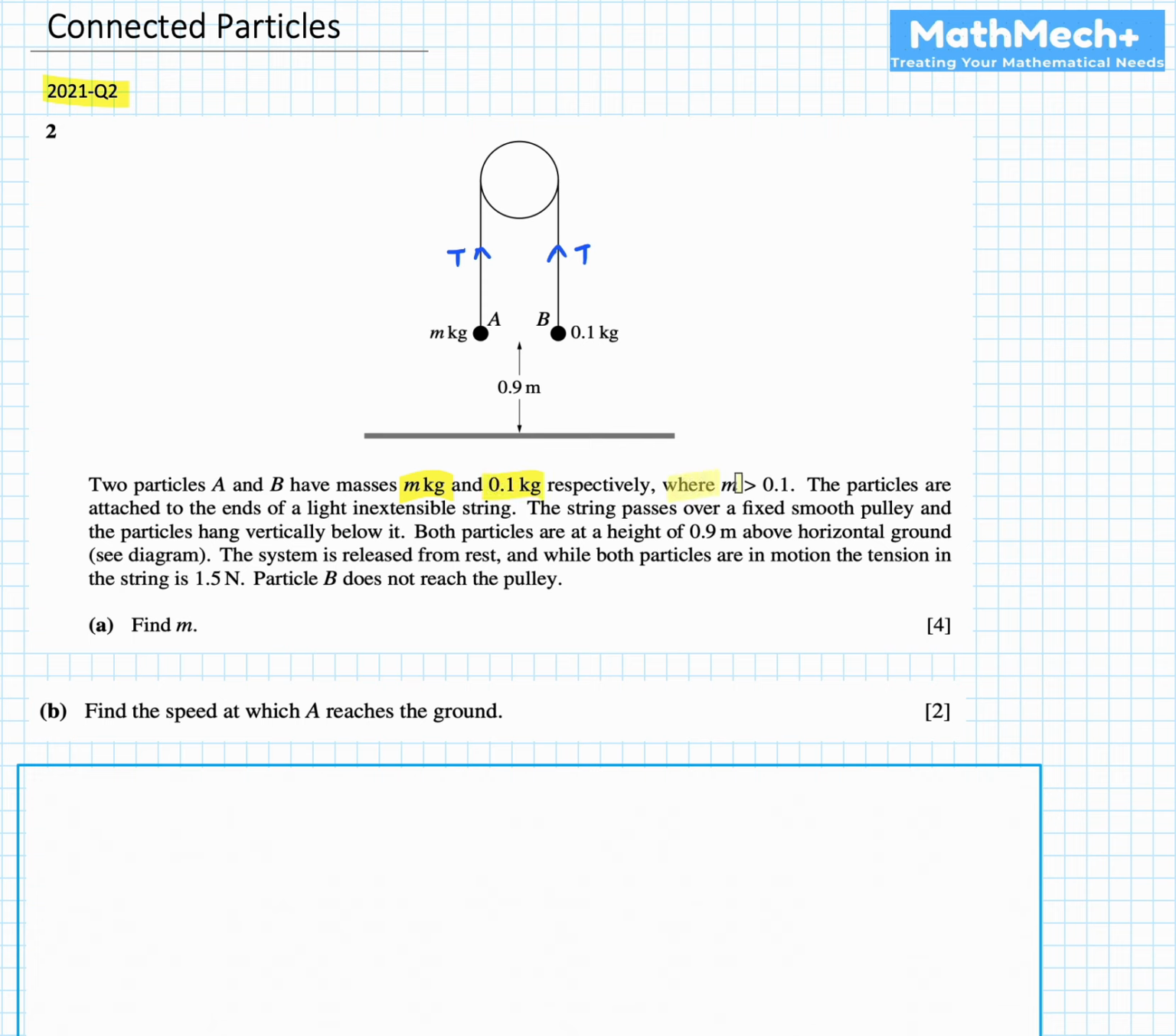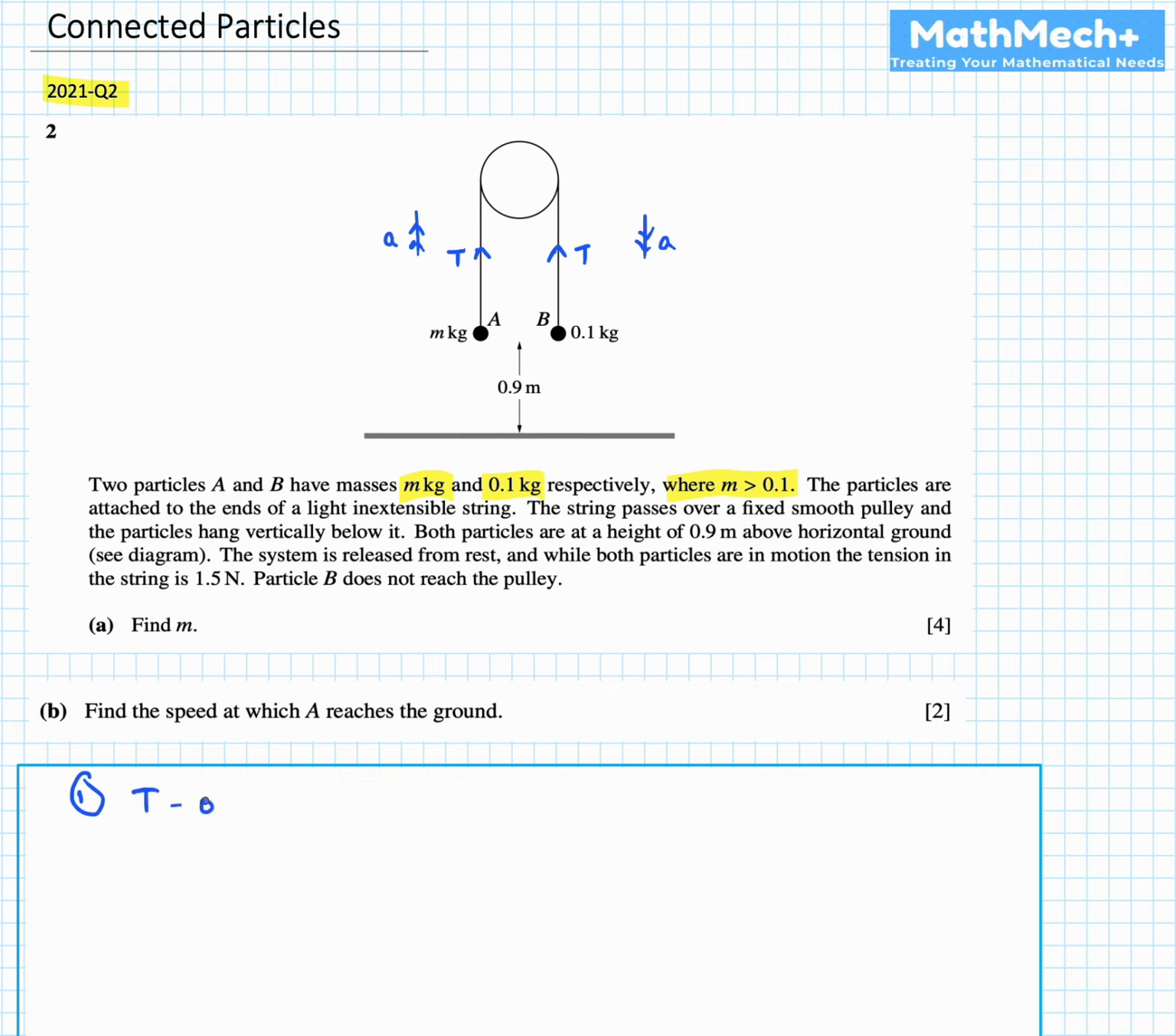So we have m kg and 0.1 kg, and m is greater than 0.1, which will be very, very necessary now, this part. So when you see little aspects like that, make sure you highlight or circle them or underline them. I've just put in the acceleration, so we can see already that one is going up and one is going down because one of them is heavier than the other.